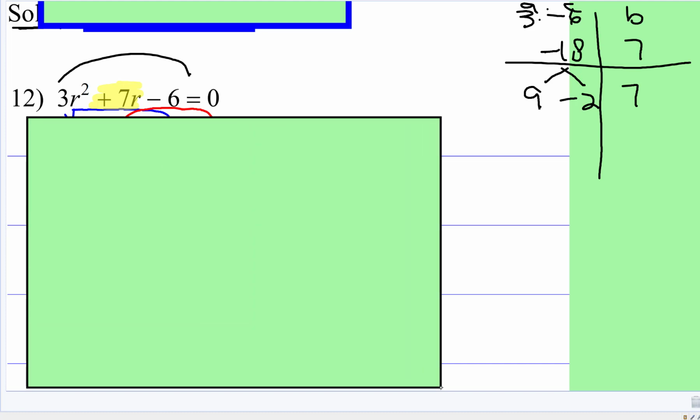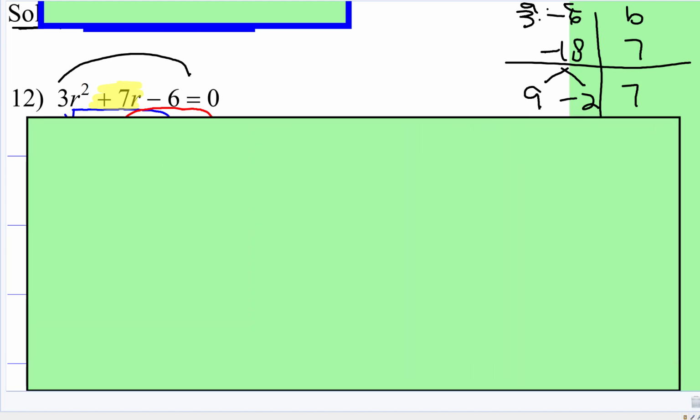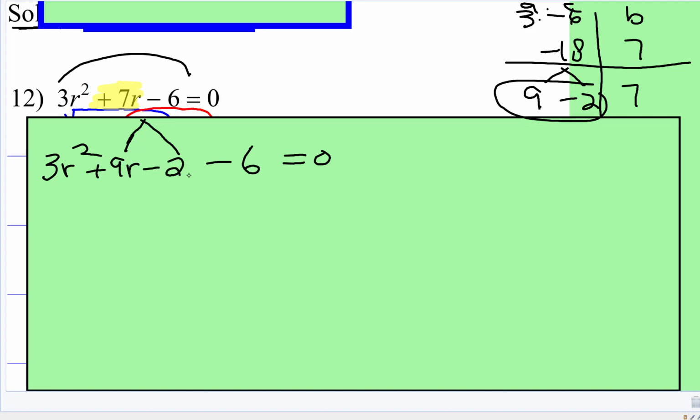So I'm going to cover up all this stuff so it's not confusing. So what you're going to do is when you get these two factors, you have to bring down the 3r squared. You have to bring down the negative 6. And then you're going to take that 7r, and 7r becomes these two factors. So plus 9r and subtract 2r. And now you can go ahead and group. Remember, when you group something, the second set, when there's that negative sign right there, this needs to be negative 6. But when you do negative times negative, that becomes positive 6. So this negative sign right here forces this sign to change. Whatever the sign is, forces it to change.